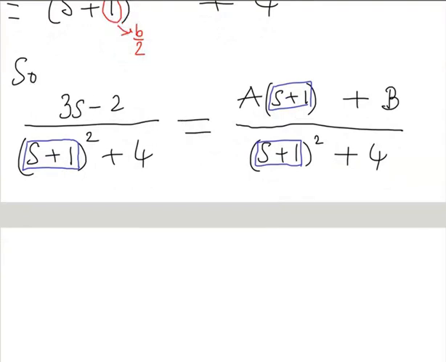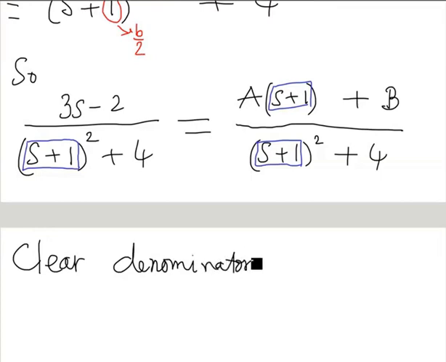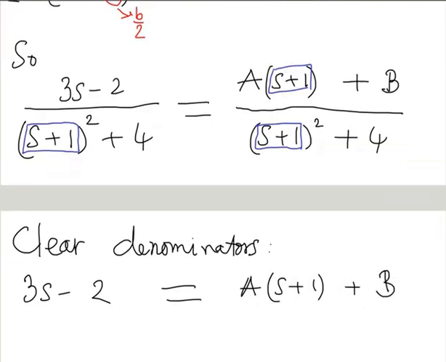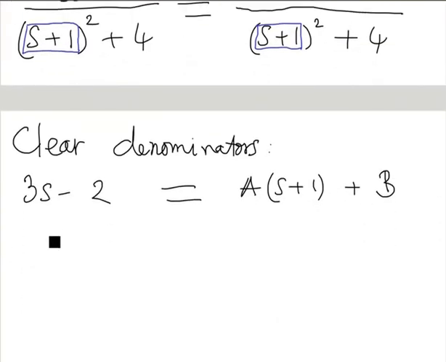Well, clear the denominator. So we multiply both sides by the entire denominator right here. So that on the numerator we have 3s minus 2 on the left, and the numerator on the right we have a times (s plus 1) plus b. So as before, we need to determine the values of a and b, and there are several ways to do it. You could do whatever you are comfortable with.